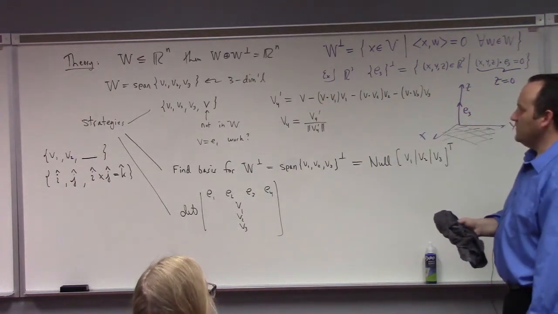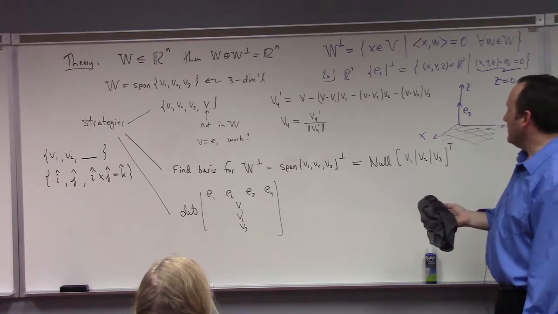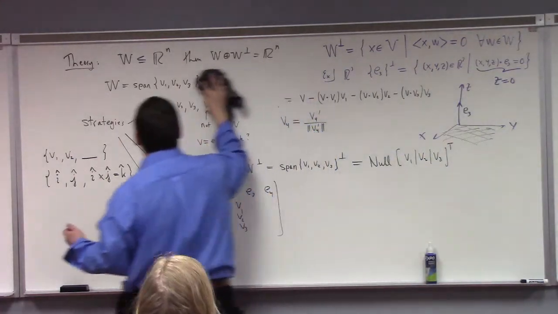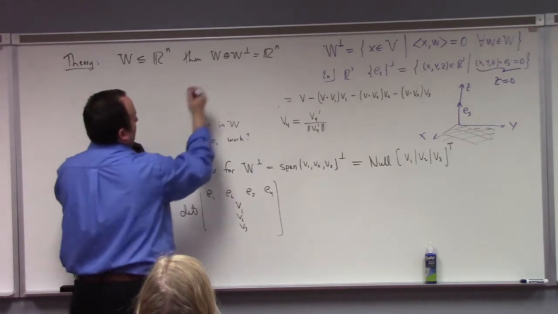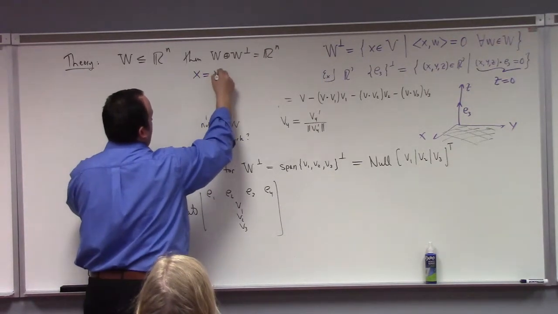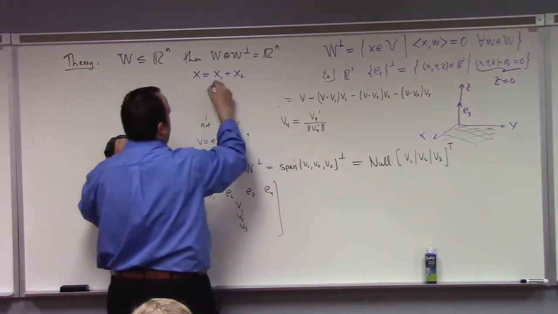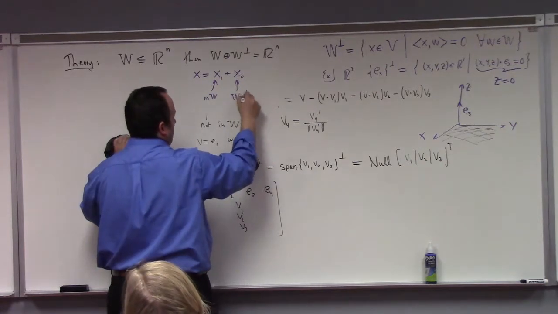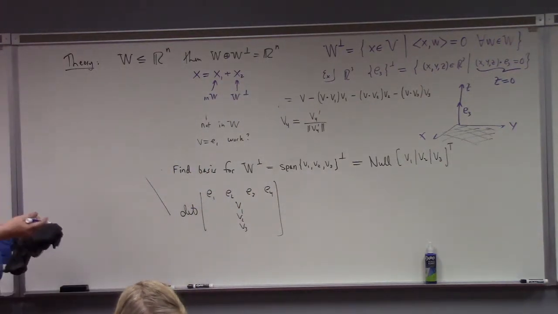You can use the projection idea. Like we can find something. There's so many things to say here. Every x can be written as x1 plus x2, with x1 in W and x2 in W perp, right? There's that unique decomposition. The fact that that's possible is sometimes useful.